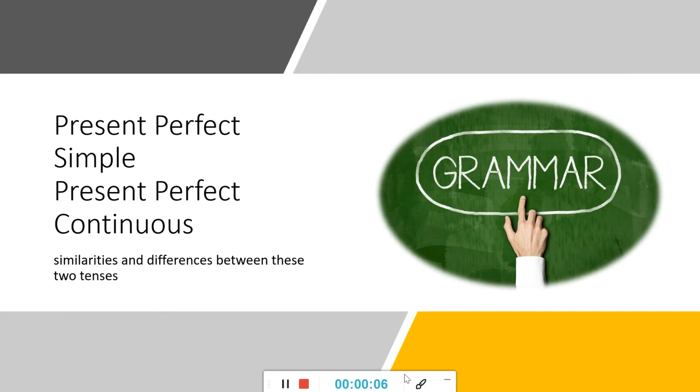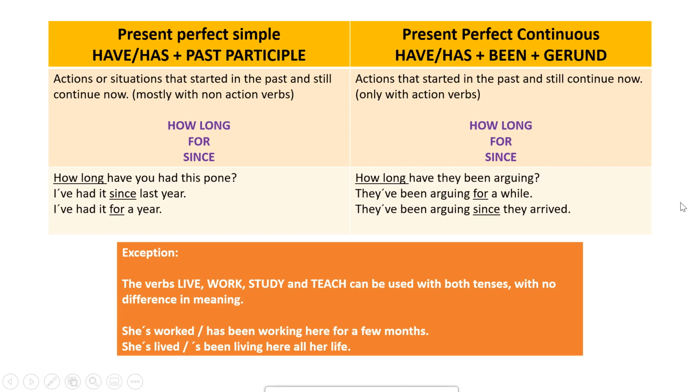Okay, this week we are going to briefly talk about the differences between present perfect simple and present perfect continuous. Similarities, differences. Okay, here we go. We are going to start with when we use these two tenses with how long, for, and since.